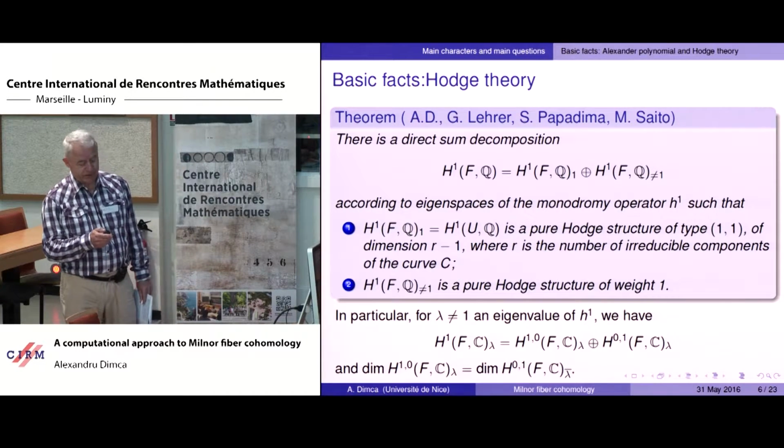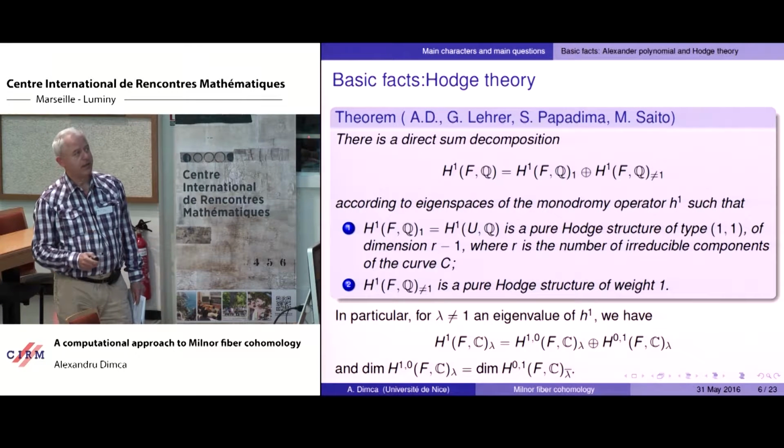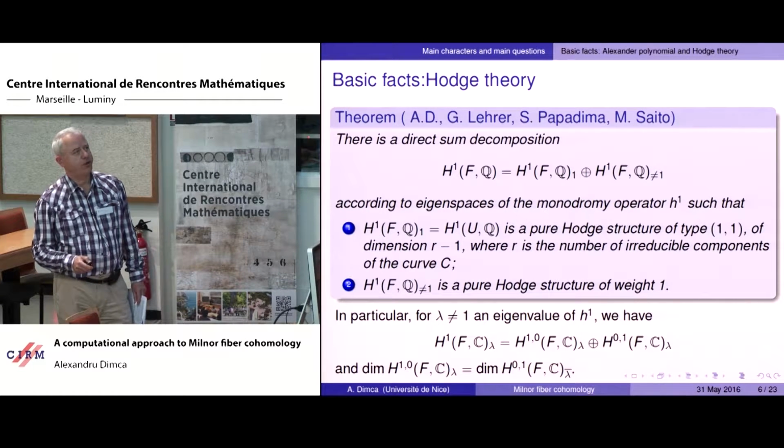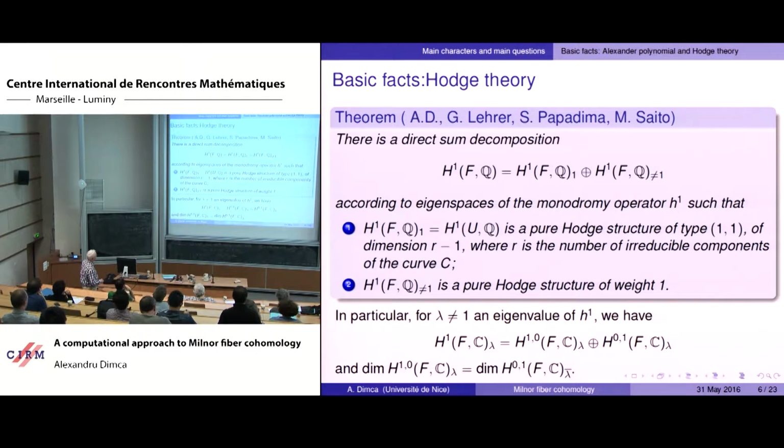And in particular, for lambda different from 1, we have such a decomposition. So the corresponding Hodge decomposition is equivariant. So we can look at the eigenspaces corresponding to lambda in 1,0 type and in 0,1 types. And we have this relation by conjugation, because 1,0 type and 0,1 correspond by conjugation, and conjugation changes lambda to lambda conjugate. So all of this is very clear.